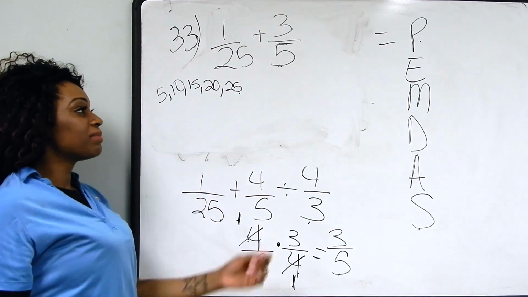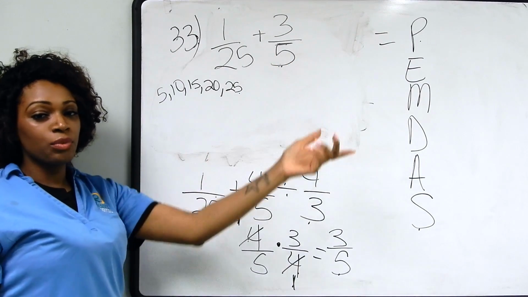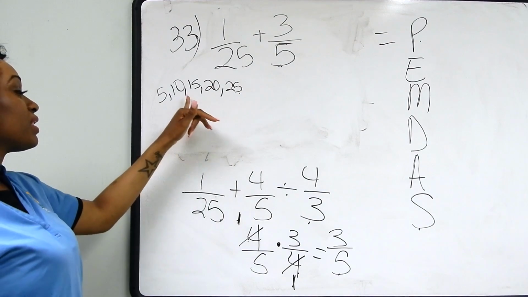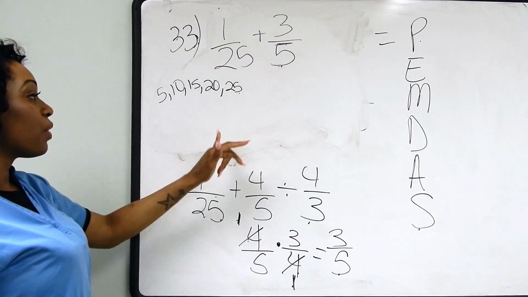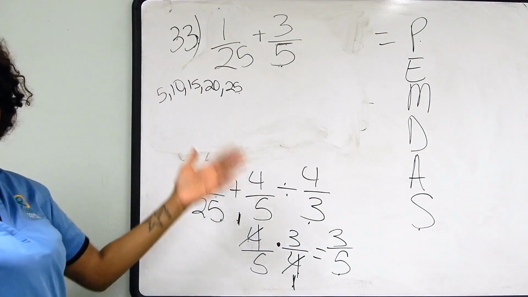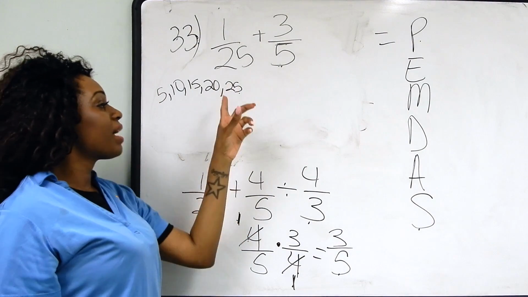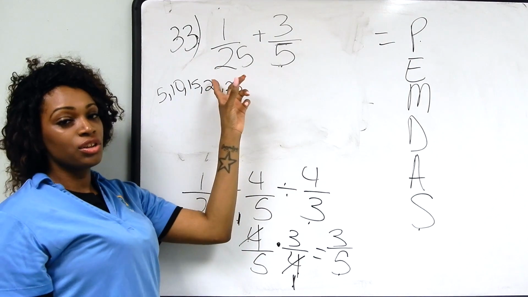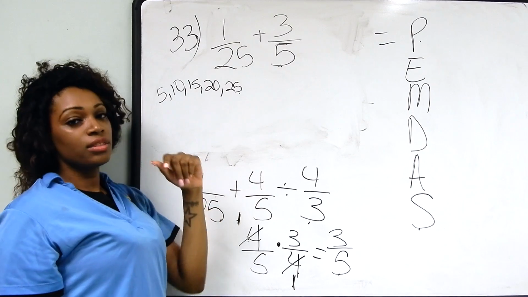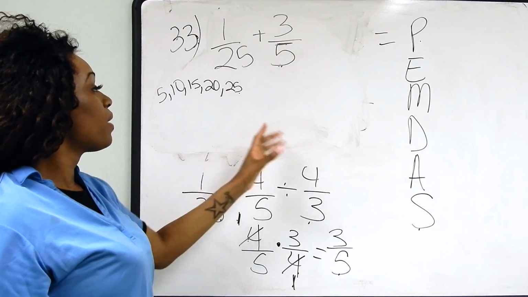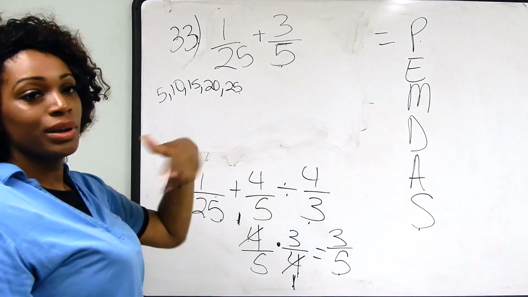What I'm simply doing is taking multiples of 5. 5 times 1 is 5, 5 times 2 is 10, 5 times 3 is 15, 5 times 4 is 20, and 5 times 5 is 25, and so forth. But now that I know that 5 times 5 is 25, I see that our denominator is already 25 in the other fraction. So I'm simply going to convert 3/5 to a number over 25.